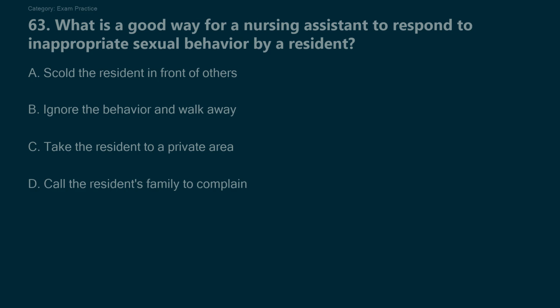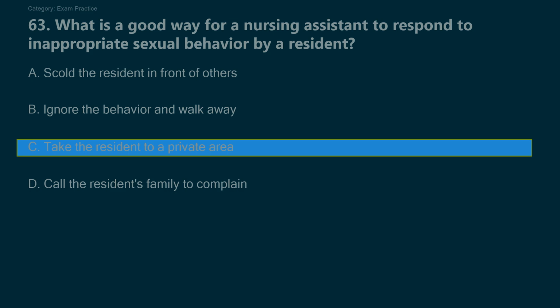Question 63. What is a good way for a nursing assistant to respond to inappropriate sexual behavior by a resident? Option A, scold the resident in front of others. Option B, ignore the behavior and walk away. Option C, take the resident to a private area. Option D, call the resident's family to complain. The correct answer is option C, take the resident to a private area.